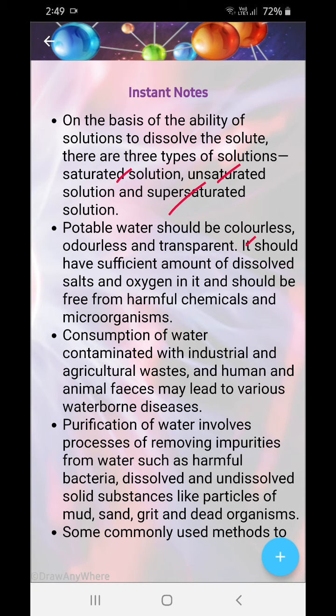Potable water should be colorless, odorless and transparent, because these are the natural properties of water. Okay, not tasteless. Please remember, do not drink distilled water, it's tasteless. Potable water should have a taste because minerals are dissolved in it. It should have a sufficient amount of dissolved salts and oxygen in it, and it should be free from harmful chemicals and microorganisms. Distillation removes everything, salt, oxygen, everything. Pure water, which is tasteless also, is known as distilled water.